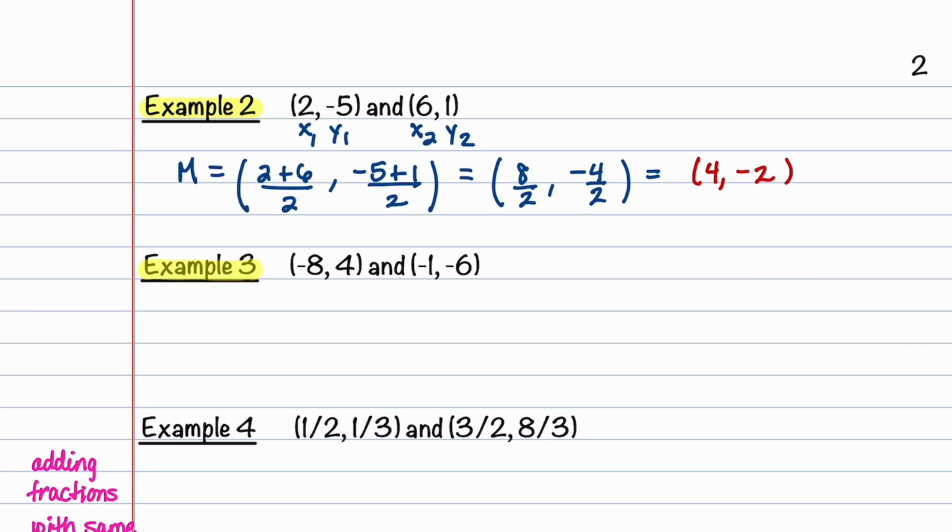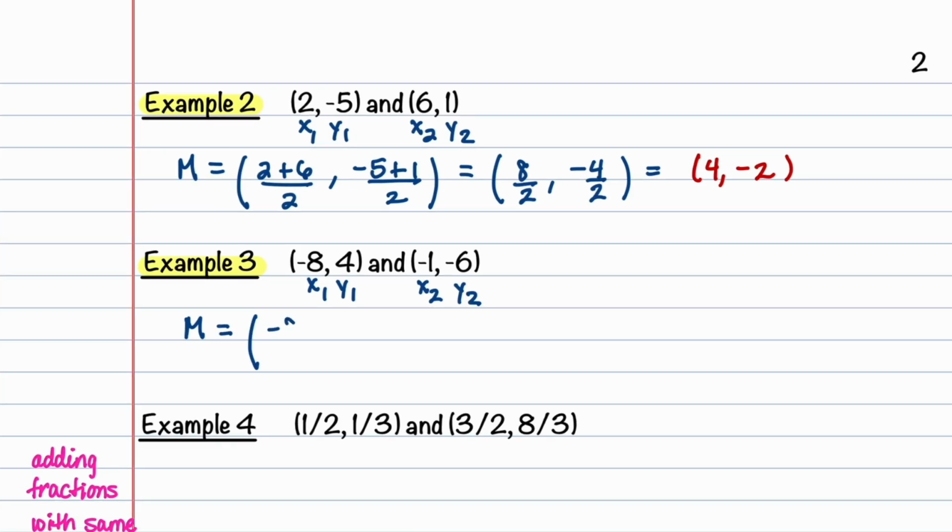Let's try another example. You may want to pause the video and see if you can complete this example on your own. Just as before, we're going to label our points x1, y1, and then x2, y2. And then we'll use our midpoint formula to compute M. M is going to be our x values added, so that's minus 8 minus 1 divided by 2. And then we have 4 minus 6 divided by 2.